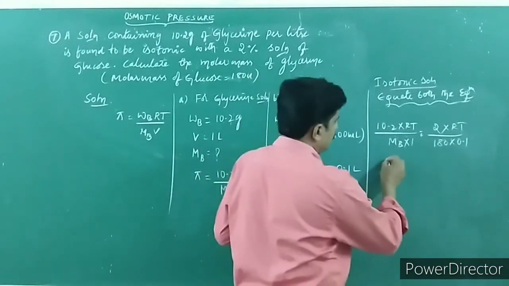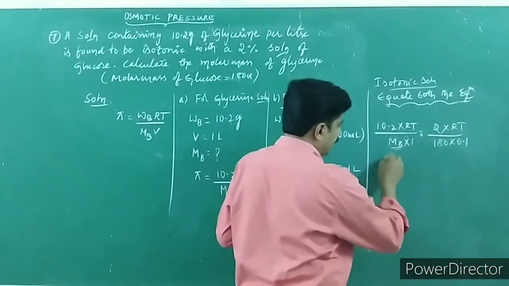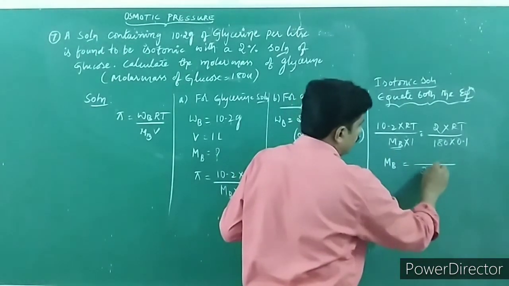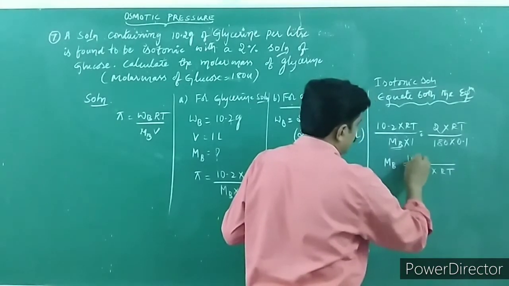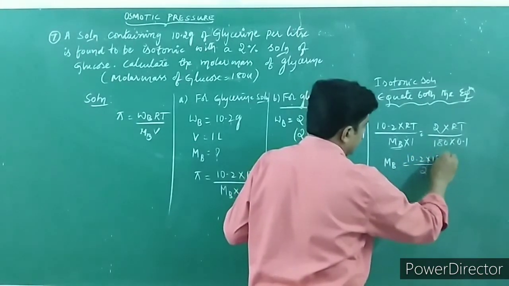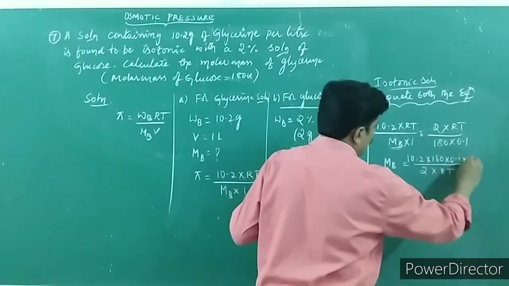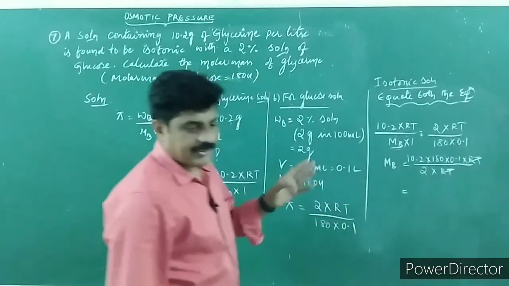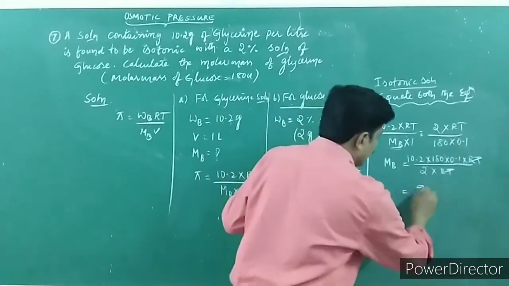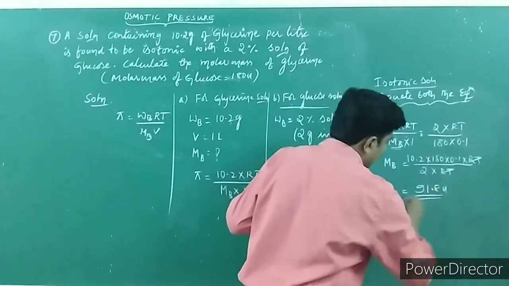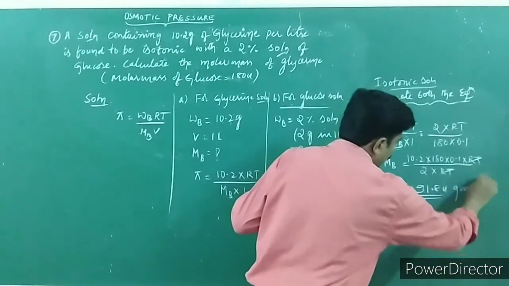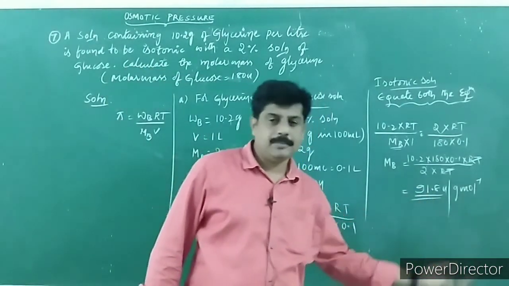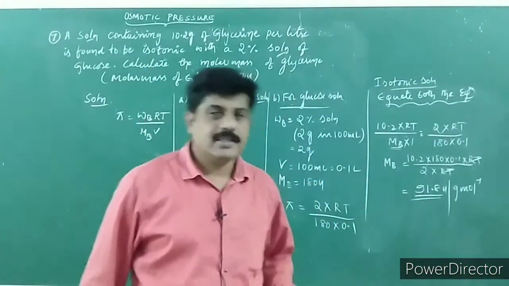Okay. Now, what do you have to find out? MB. You are supposed to find out MB, which is equal to 2 into RT, so 10.2 into 180 into 0.1 into RT. Cancel this. Children, if you simplify this, you are going to get 91.8 unified mass, otherwise gram per mole. Either you express it in terms of unified mass or gram per mole, anyone is sufficient.